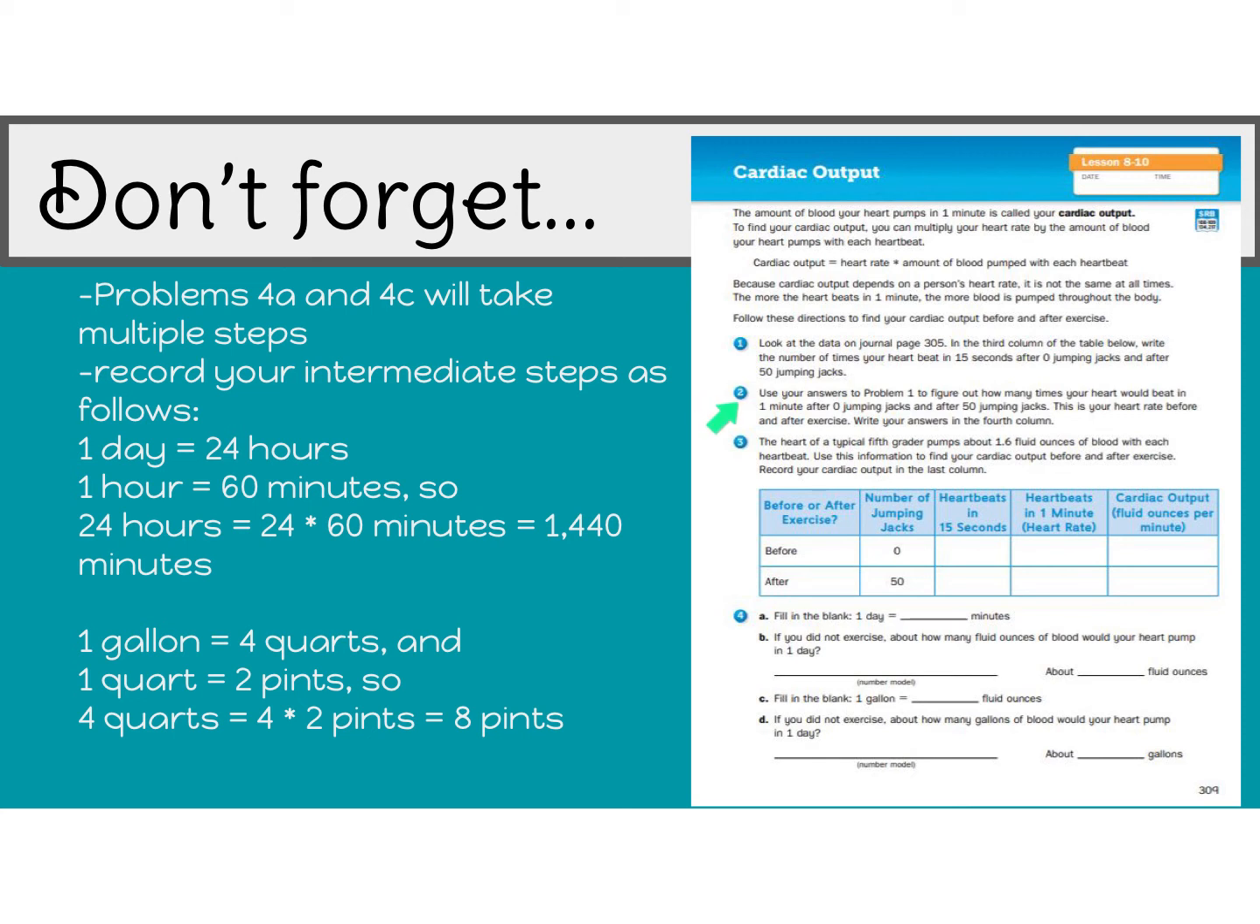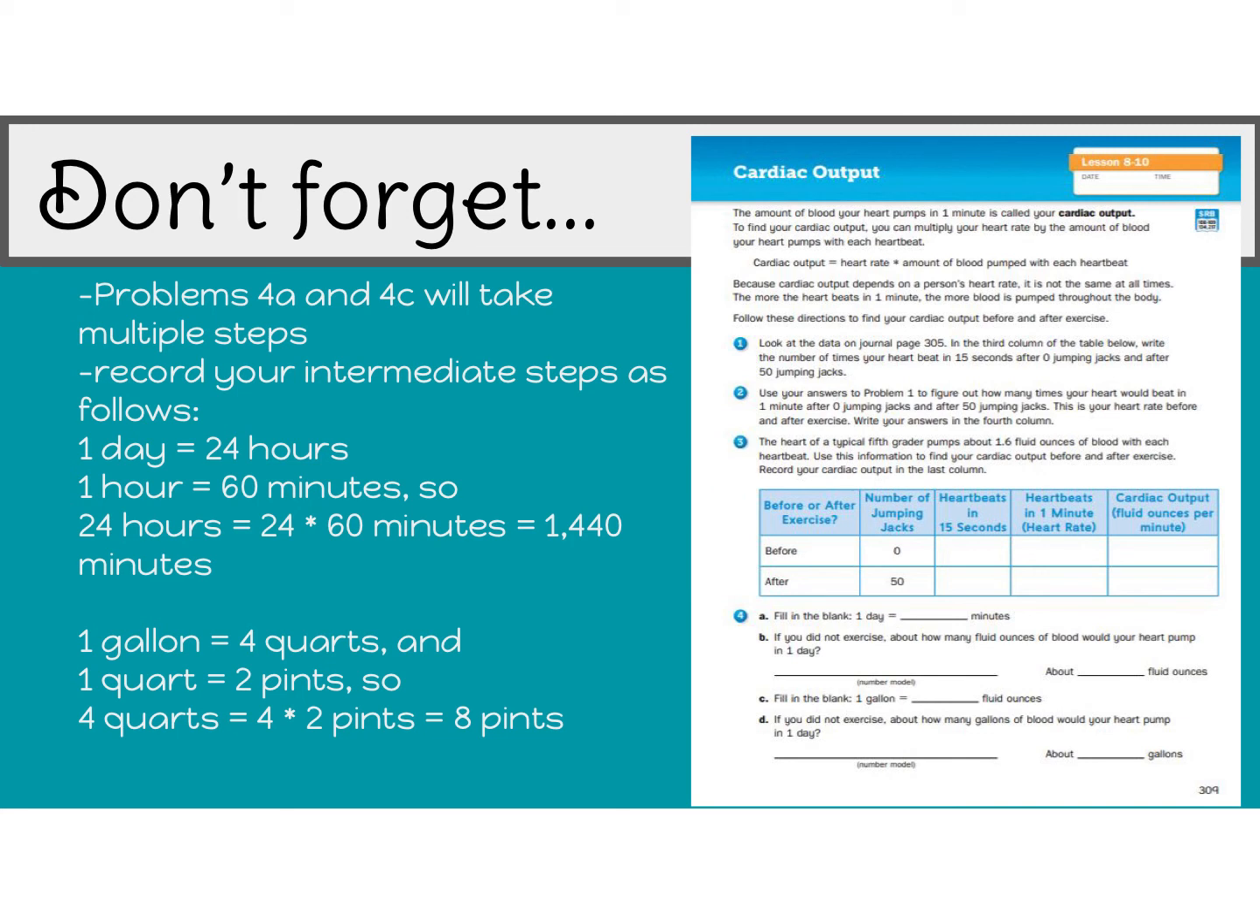Number 2, use your answers in problem 1 to figure out how many times your heart would beat in 1 minute after 0 jumping jacks and after 50 jumping jacks. This is your heart rate before and after exercise. Write your answers in the 4th column. Then 3, the heart of a typical 5th grader pumps 1.6 fluid ounces of blood with each heartbeat. Use the information to find your cardiac output before and after exercise. Record your cardiac output in the last column there in the table.